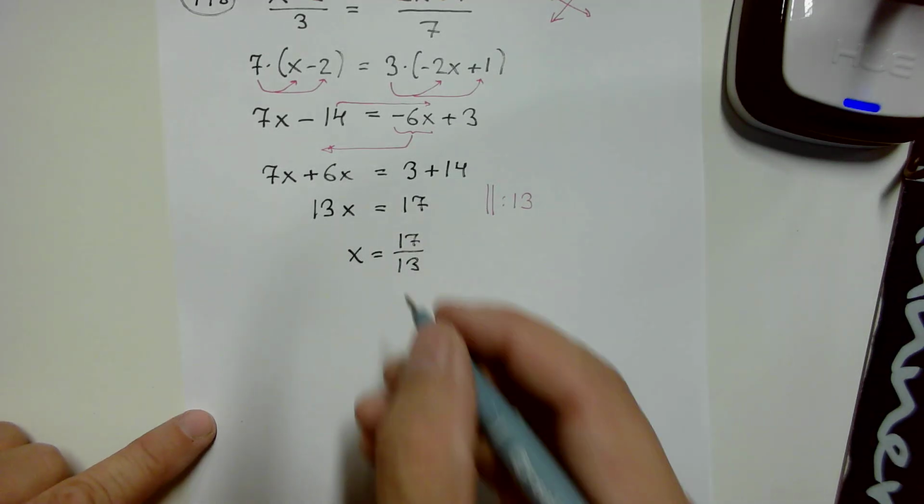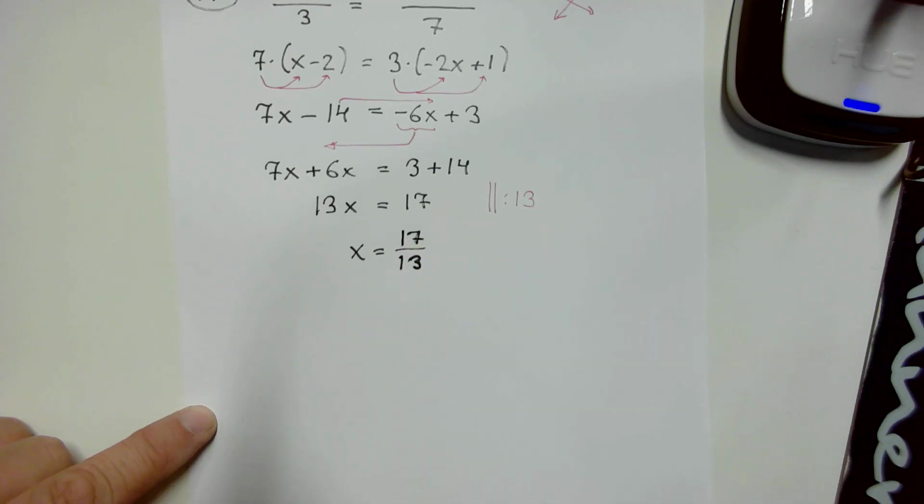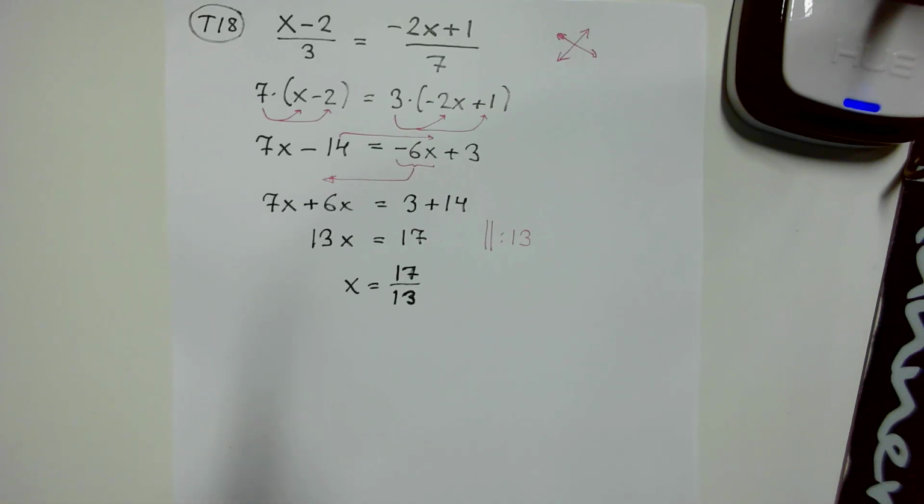And of course after that we use a calculator and look what kind of decimal number we get, but in this exercise we don't need that. We leave the solving here. It is now solved. X equals 17 divided by 13.